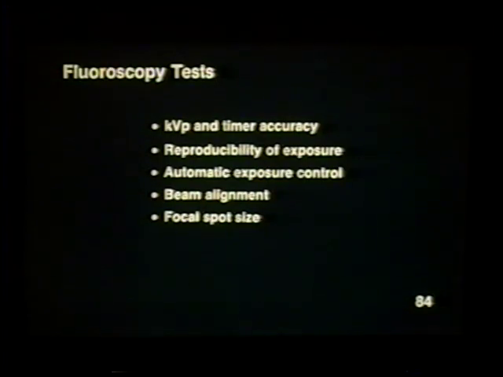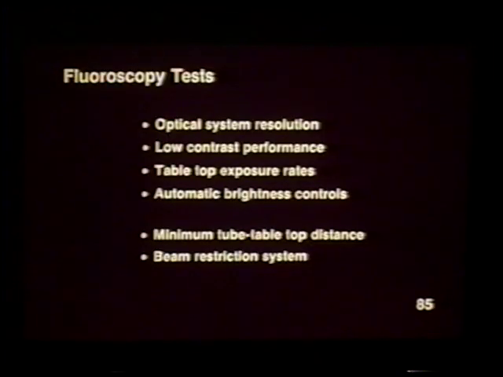Number 85. Besides the tests that can be adapted from general radiography, additional tests are needed to verify the accuracy of fluoroscopic units. In the next series of slides, we will be discussing tests for optical system resolution, low contrast performance, tabletop exposure rates, and automatic brightness controls. There are additional tests for minimum tube to tabletop distance and beam restriction system adequacy. These tests are not difficult to perform, but the geometrical calculations needed to interpret the results are beyond the scope of this lesson. For information on these tests, refer to the supplementary references in your student workbook.